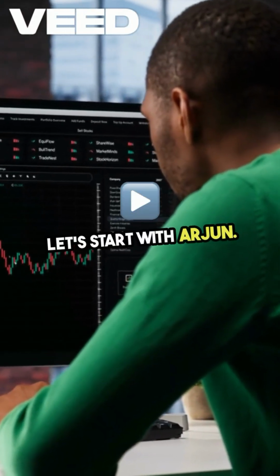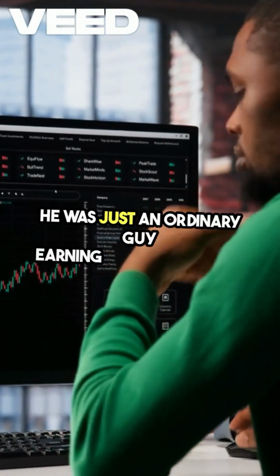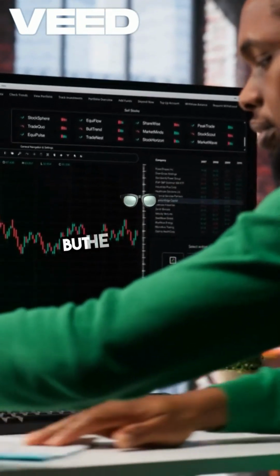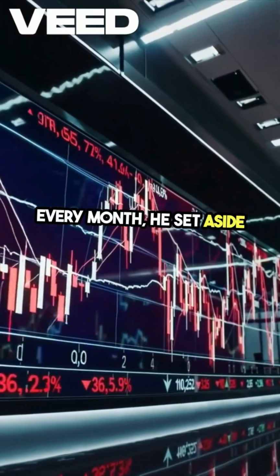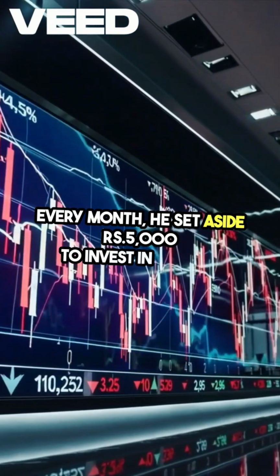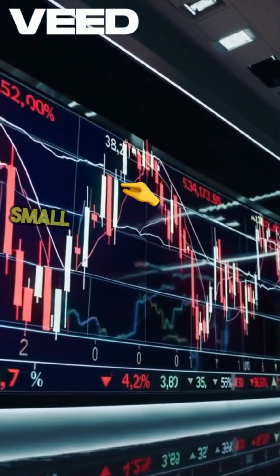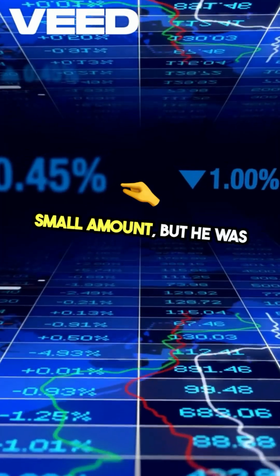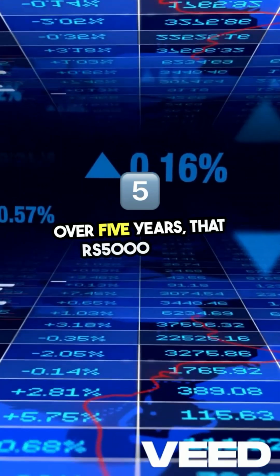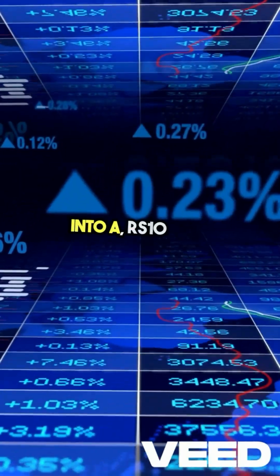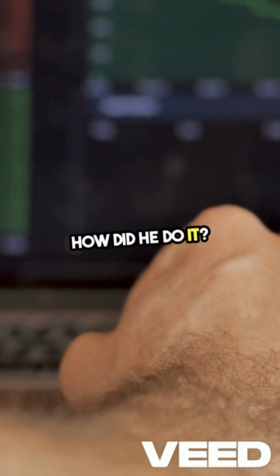Let's start with Arjun. He was just an ordinary guy, earning a decent salary, but he had a vision. Every month, he set aside Rs 5,000 to invest in stocks. At first, it seemed like a small amount, but he was consistent. Over 5 years, that Rs 5,000 grew into a Rs 10 lakh portfolio. How did he do it?